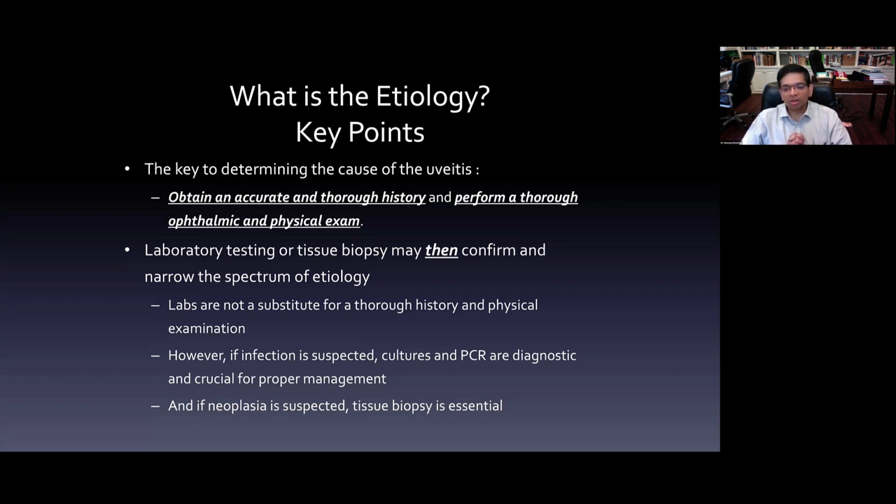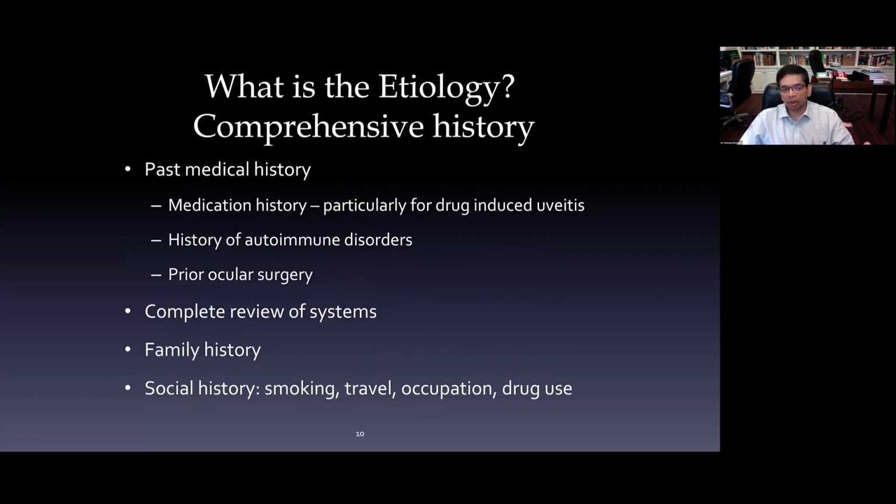And if an infection is suspected in a tissue in the eye, you're going to need to do cultures or even polymerase chain reaction, PCR testing, for fluids or tissue. And if a neoplasia is suspected, a tissue biopsy, of course, is going to be essential. These are going to be determined by your clinical examination and your history. So we already talked about all of this.